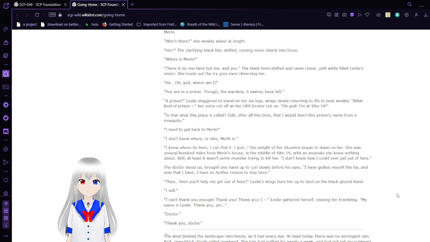The weight of her situation began to dawn on her. She was several hundred miles from Merle's house, in the middle of Site 19 with an anomaly she knew nothing about. So at least it wasn't some monster trying to kill her. I don't know how I could ever get out of here. The doctor stood up, brought one hand up to curl slowly before his eyes. I've gotten myself this far, and now that I have no further reason to stay here. Then you'll help me get out of here?